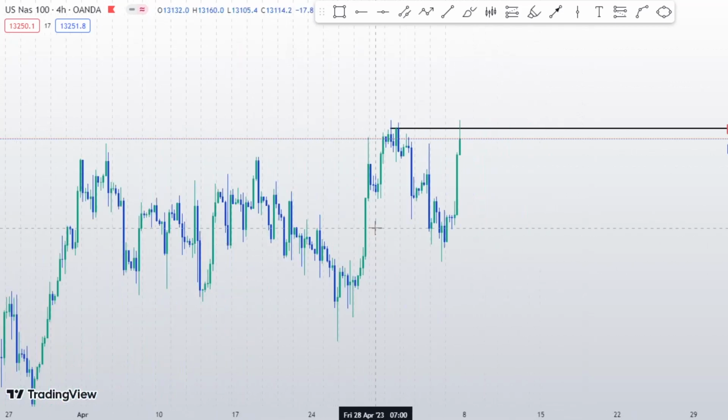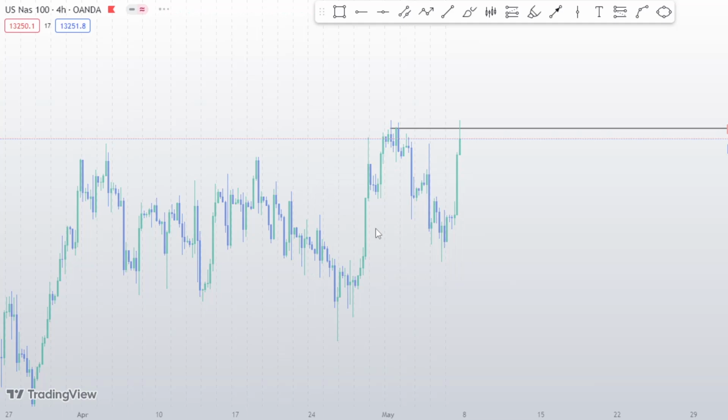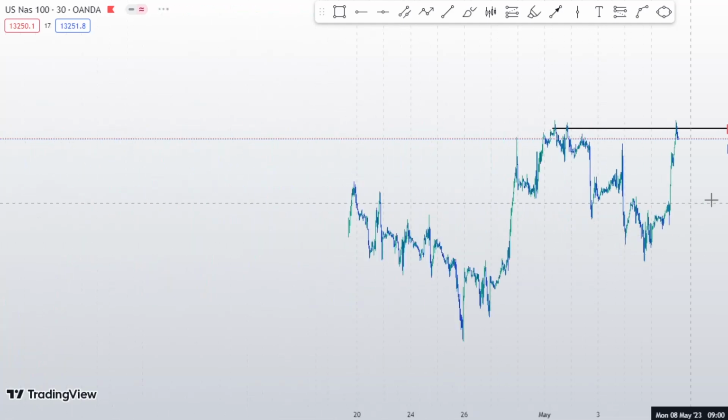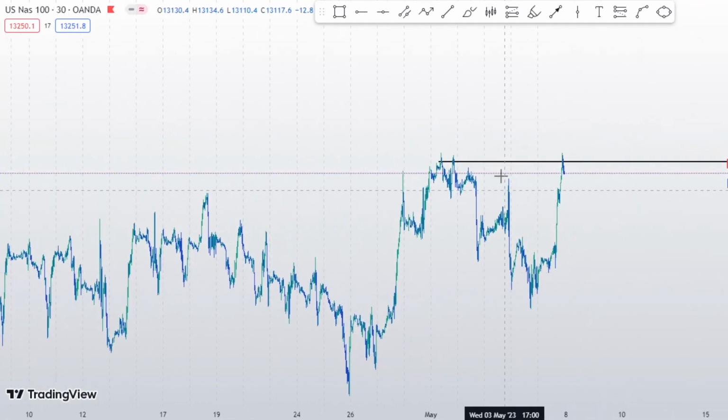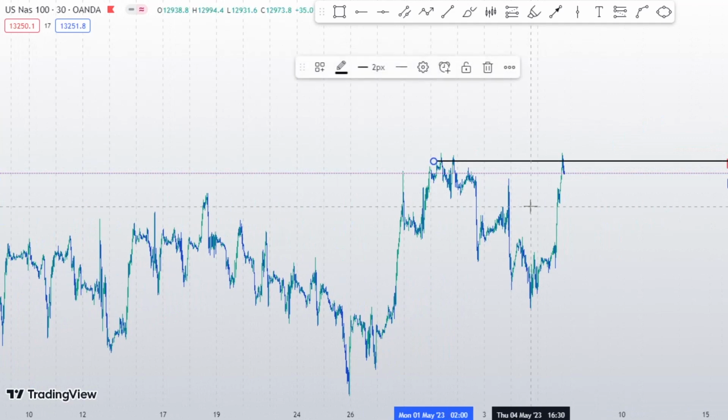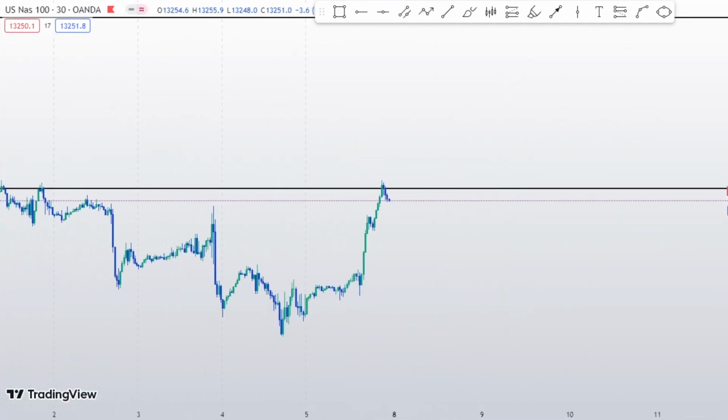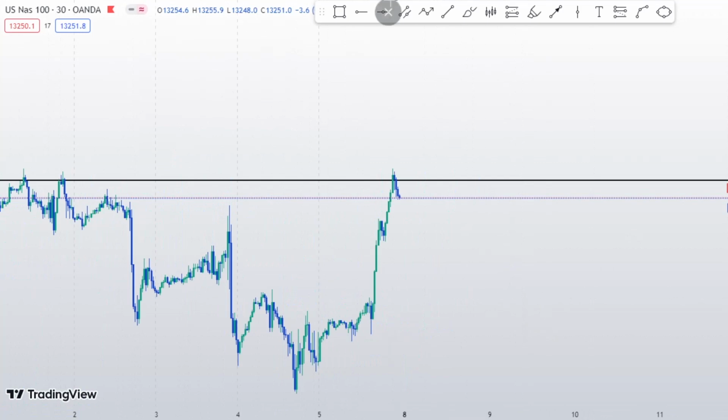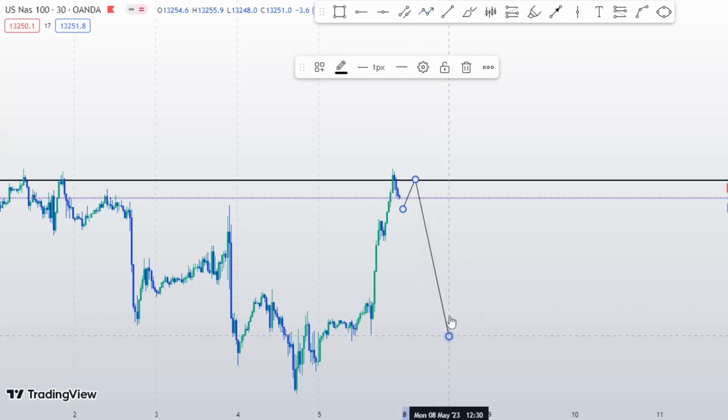I'm gonna go to 30 minutes time frame for entries. Yeah, it's gonna go like this. When the market opens, I want to see the market either coming back here on this level, retest it, and then give me some candle confirmation there, and then go down.